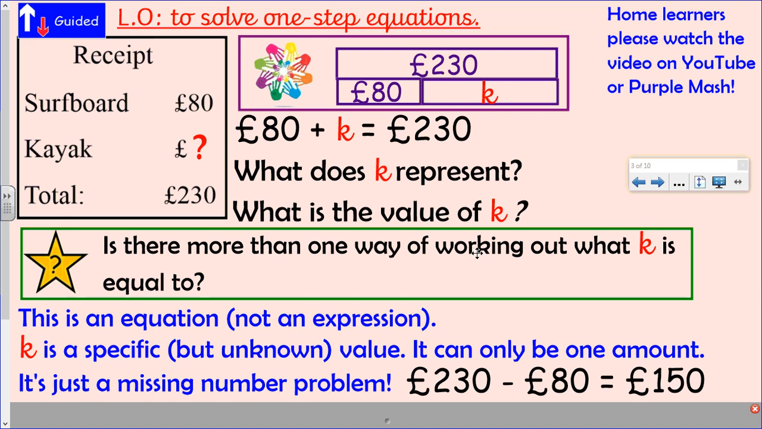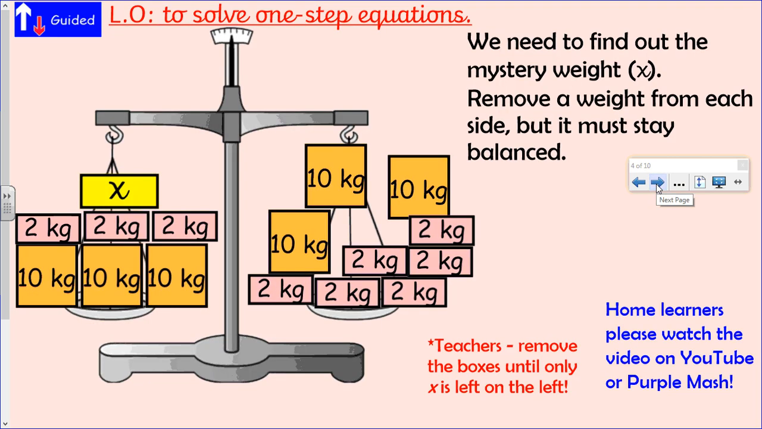Is there more than one way of working out what K is equal to? Well, you've got to do 230 take away 80, but there's more than one way of getting to that answer. You could do it mentally, you could count up, you could subtract mentally, you could do a column subtraction if you really needed to. But either way, K will end up being 150. So that is using an equation, a bit of algebra, but it's all just a missing number problem. Okay, right, let's have a look at the next one.